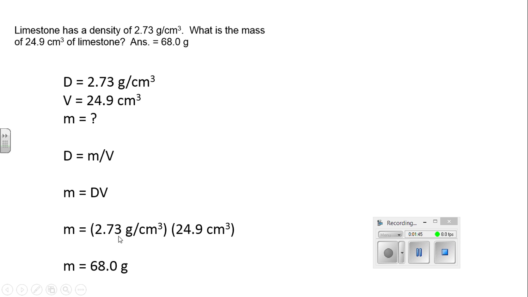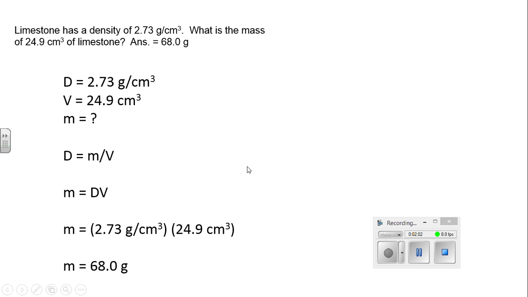When we punch that in, let's look at the units first. The cubic centimeters is on the bottom of this fraction and on the top of this, so those will cancel out. We end up in grams. And so I get 68.0 grams. You should check and make sure I'm correct.